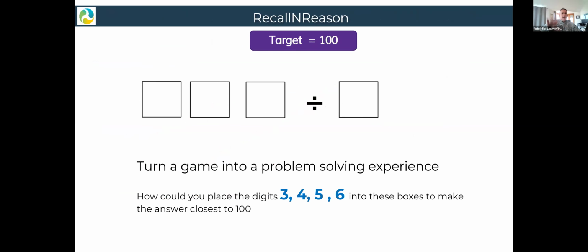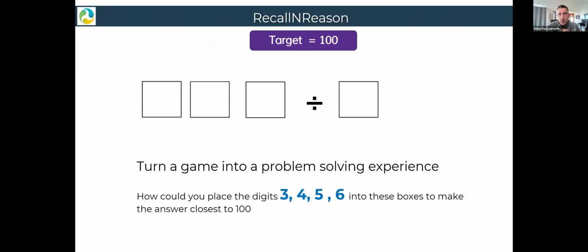So one little thing here, when you're doing games and things as well, problem solving doesn't need to be anything big, because sometimes we know we have to have these big investigations, but at the same time, little things, what we call recall and reason, it's recalling facts and you're reasoning. So turning a game into a sort of a problem. So how can you put the digits 3, 4, 5, and 6 into these boxes to make the answer closer to 100?